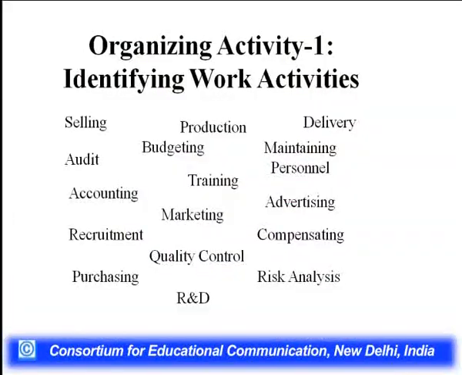Now we can divide each of these four activities in detail so that we can better understand exactly what the concept of these four activities is. An organization can have a different set of activities, so identifying those activities and subsequently grouping them is an important process of organizing. In the first one, we can refer to, say, identifying production, delivery, maintaining personnel, marketing, compensating, quality control, risk analysis, purchasing, research and development, auditing, etc. So this is the initial part of the organizing process, which emphasizes the identification of the work activities to be associated with the organization.